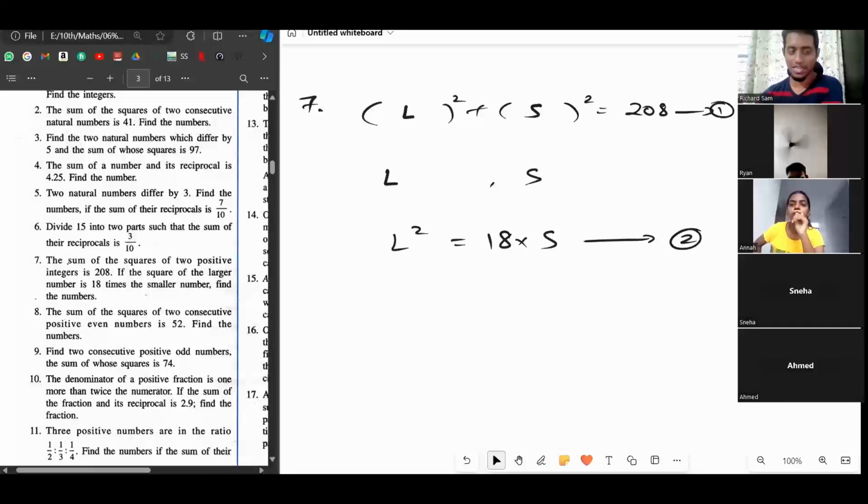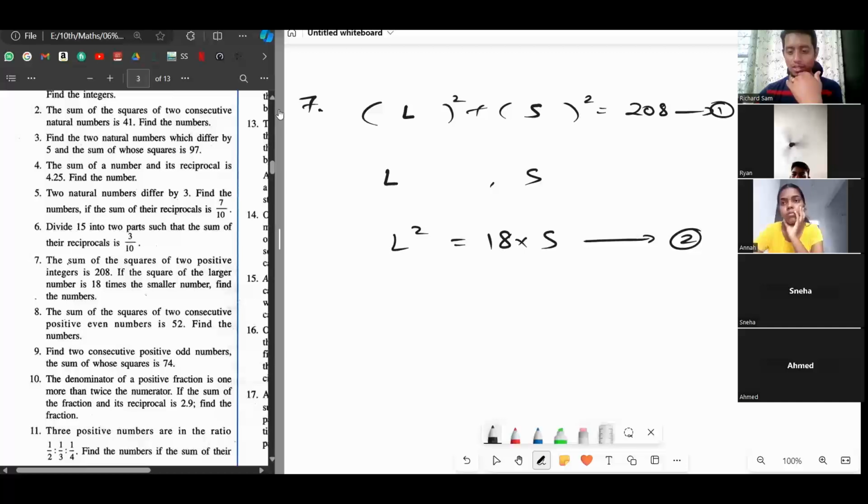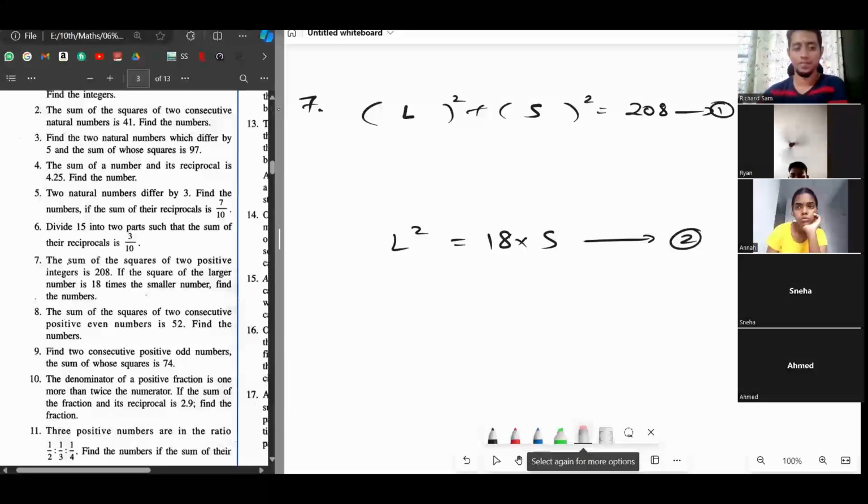All right, I'll just explain that once again. The sum of the squares of two positive integers is 208. If the square of the larger number is 18 times the smaller number, find the numbers. So we have one larger number and one smaller number. Larger number we'll take as L, smaller number as S. From the first statement, the sum of the squares of these two numbers is 208. That means L square plus S square is equal to 208. Then from the second statement, the square of the larger is equal to 18 times the smaller number, L square equals 18 into S.